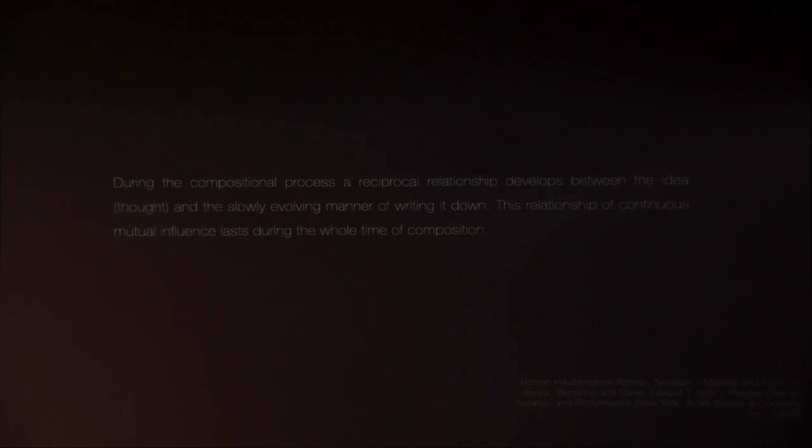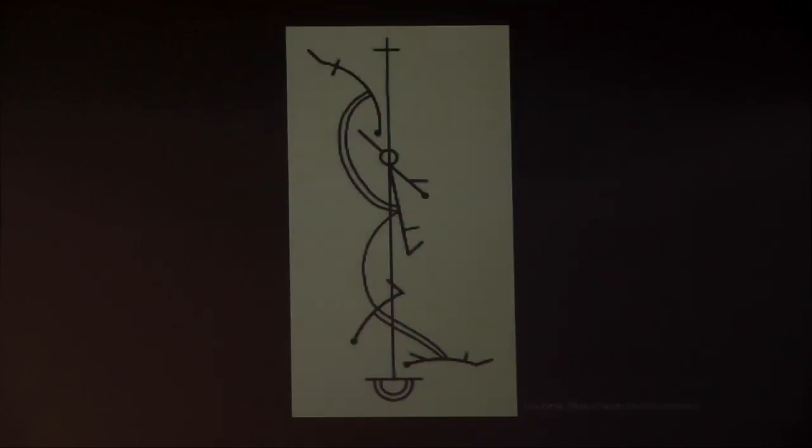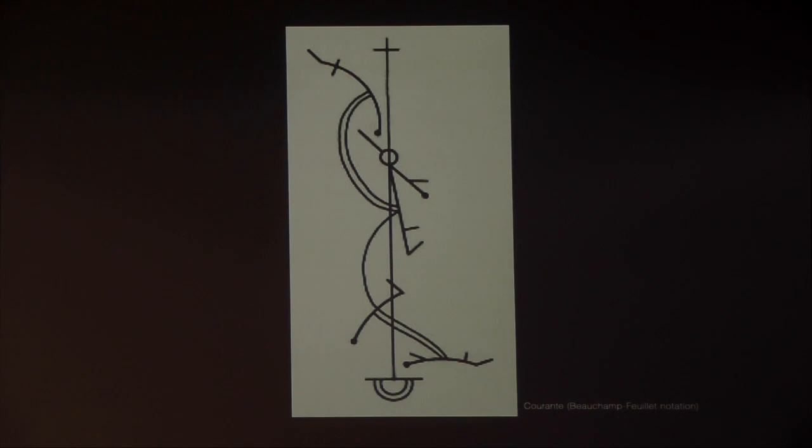In short, the idea is to read dance notation as if it were musical notation. When I first saw this image of the courante in Beauchamp-Feuillet notation, I just thought it was so beautiful. And although at first I had no idea what it was or what it could mean, it seemed so full of information. I began to wonder how this image could be read as a musical score.